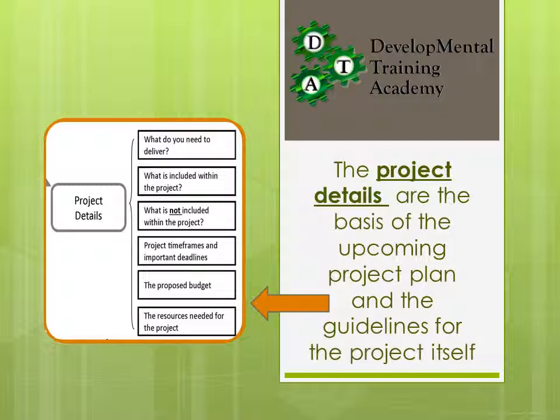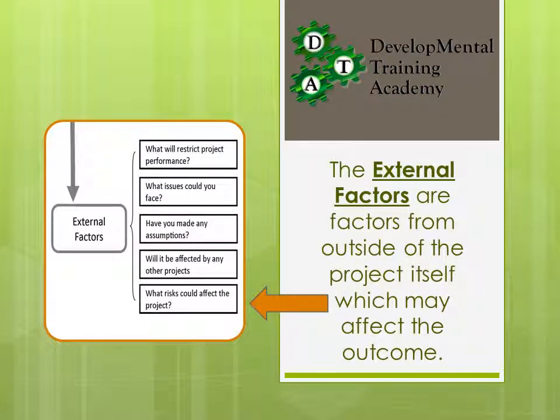The resources needed for a project. This could be human, this could be subject matter experts, it could be equipment, it could be computers, it could be materials, and so on. The external factors. These are factors from outside of the project which may affect the outcome.